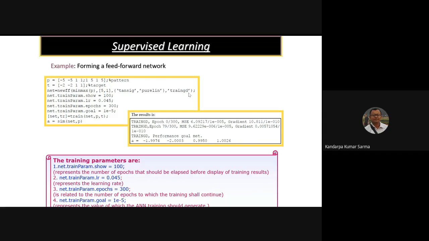This particular traingd can be given some training time parameters. Here is first of them, net.trainParam. So that means when you complete 100 number of iterations, you can display the result. Then you are fixing here a learning rate. This is a learning rate 0.045.